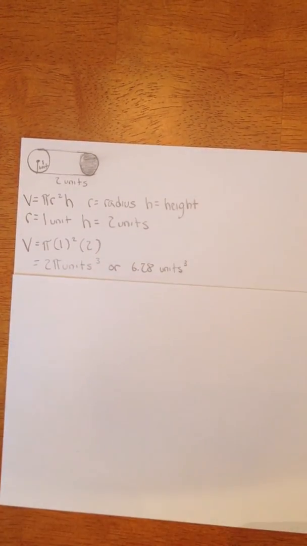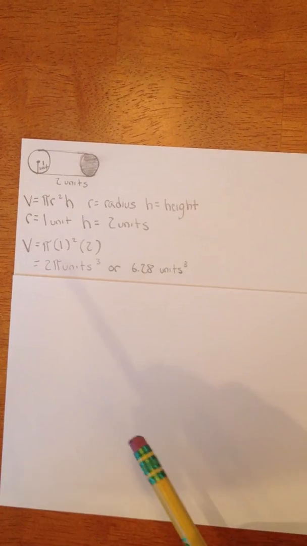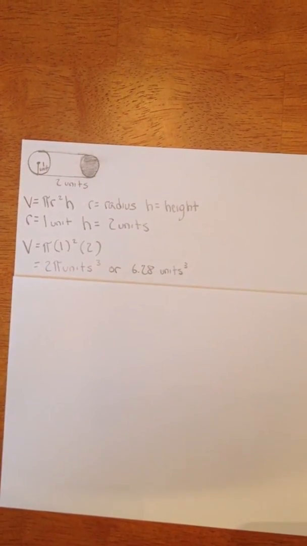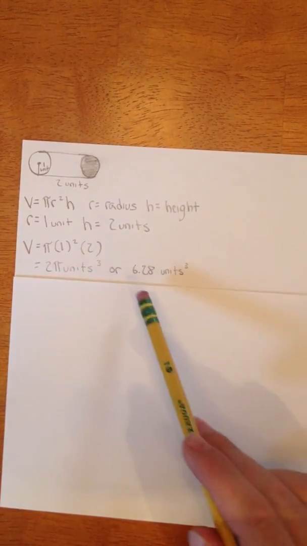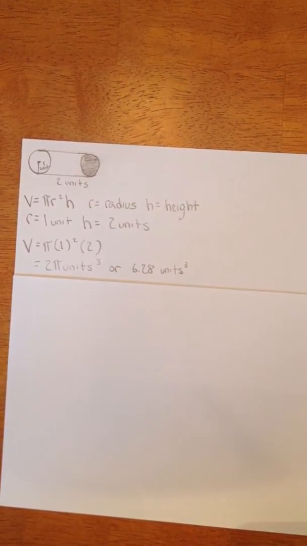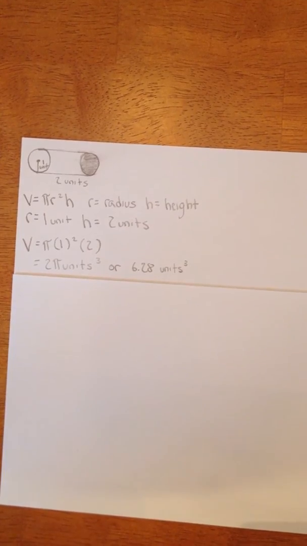And then you can either get an exact answer where you would leave it in terms of pi, which would be 2 pi units cubed, or you could plug the value into your calculator and get a rounded answer, which would come out to be around 6.28 units cubed.